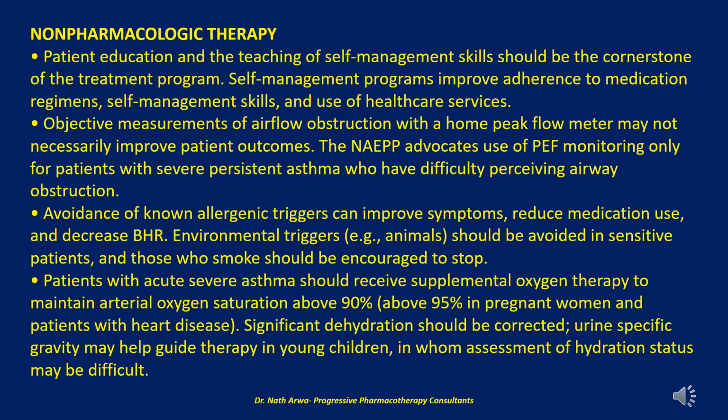4. Patients with acute severe asthma should receive supplemental oxygen therapy to maintain arterial oxygen saturation above 90%, that is above 95% in pregnant women and patients with heart disease. Significant dehydration should be corrected. Urine-specific gravity may help guide therapy in young children, in whom assessment of hydration status may be difficult.